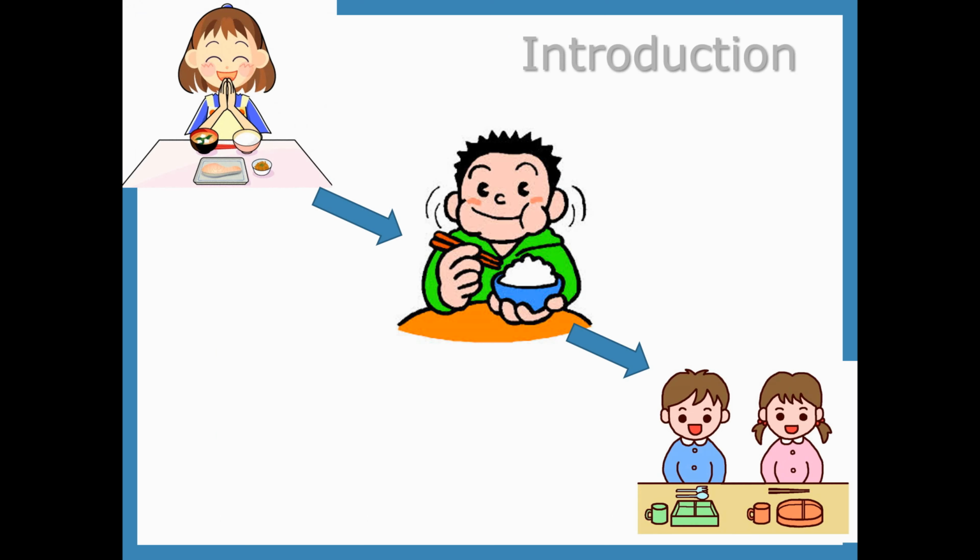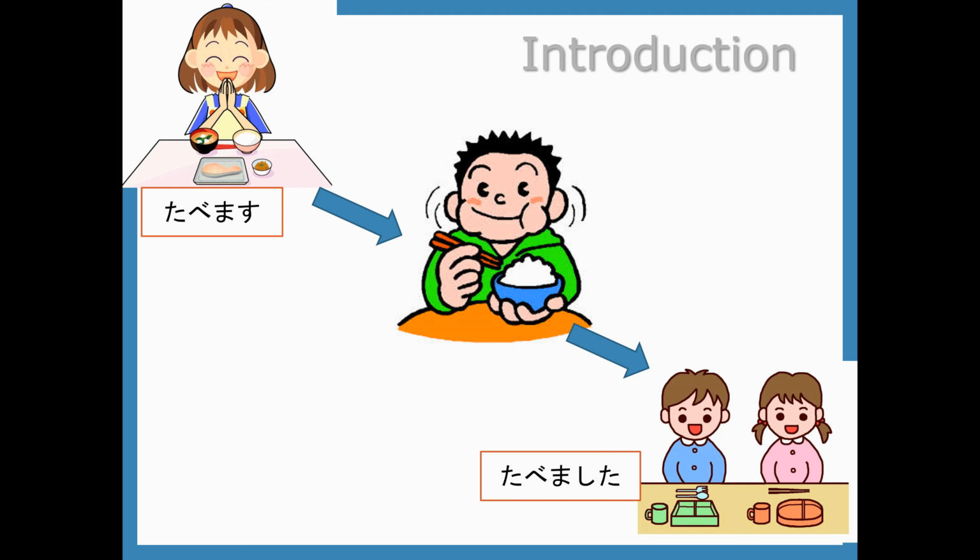Last semester, we talked about a couple different ways to use te form, but today I'm going to introduce a brand new one. So we already know how to say a person is going to eat something. Tabemasu. We also know how to say they ate in the past. Tabemashita. But what about the time between those two? What about the time when they are eating?